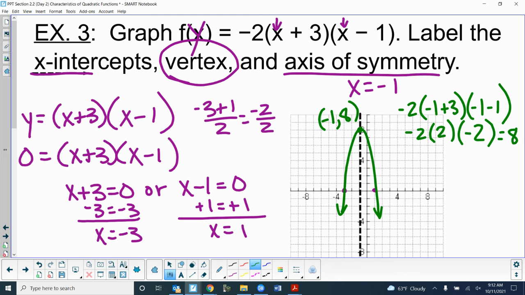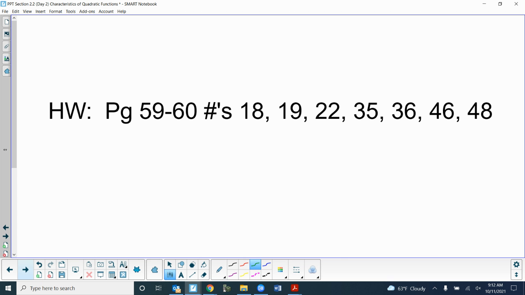There's your assignment. Yes, sir. If you want graph paper, I have some up here if you need it. Just pull it off my desk up here on the front corner.